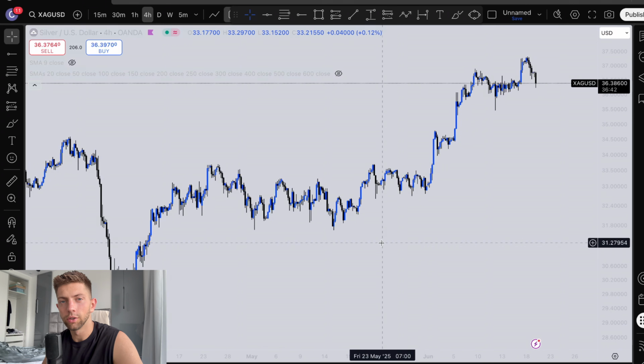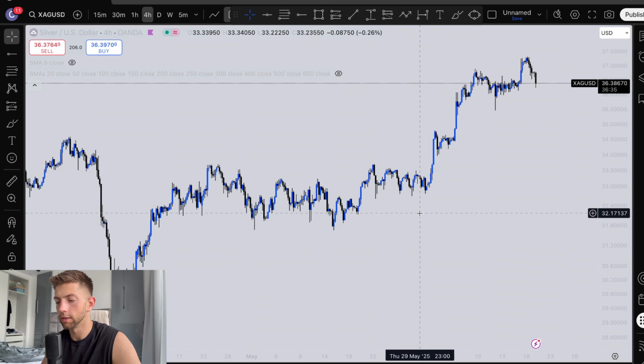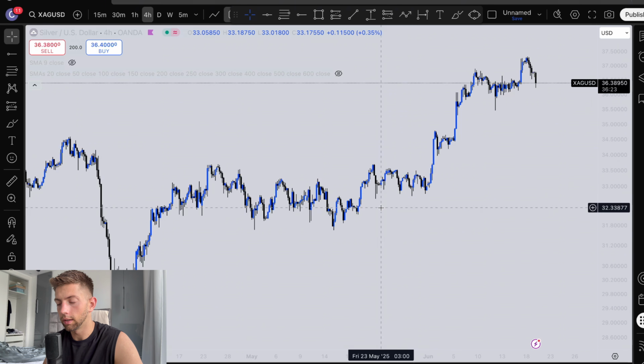How to use key levels in trading. Let's go. A key level is some type of a zone, some type of a price, which price reacted from and rejected, or broke and retested and went in the opposite direction. It can be marked out as support, resistance, supply, demand.